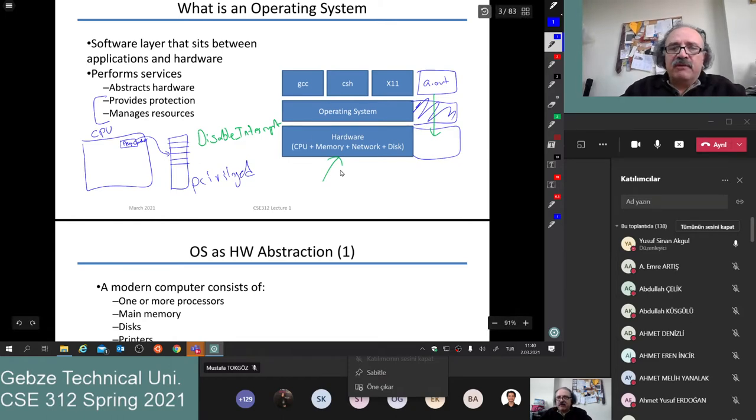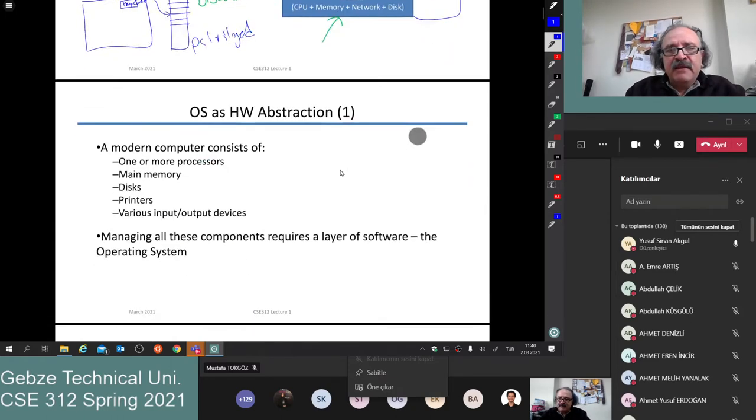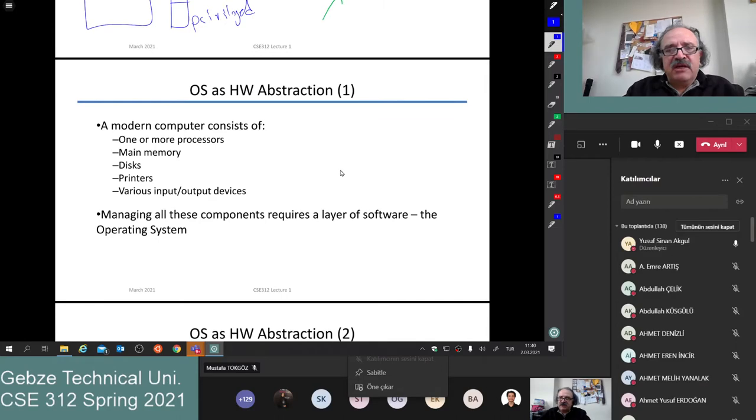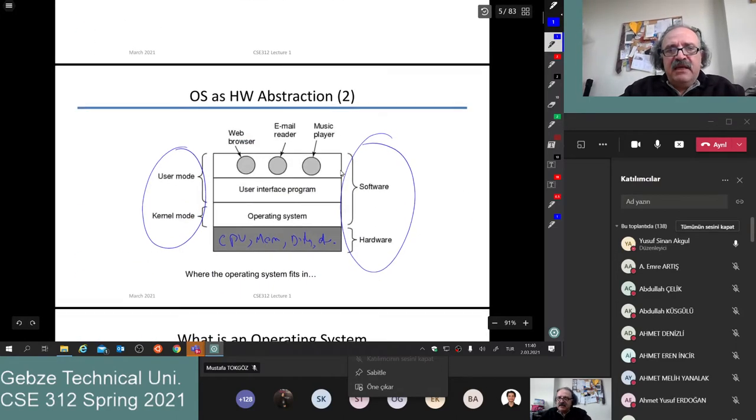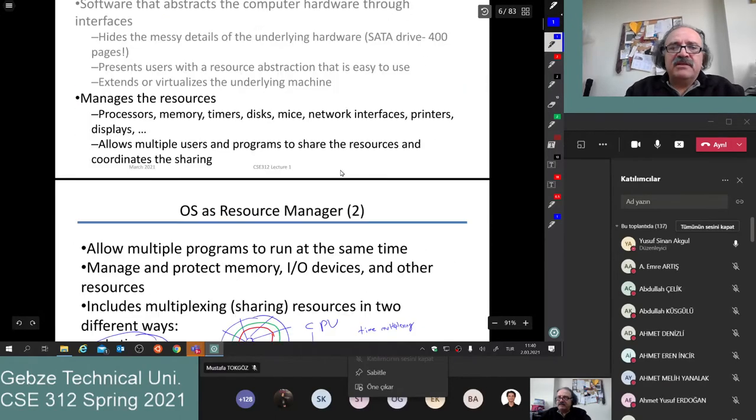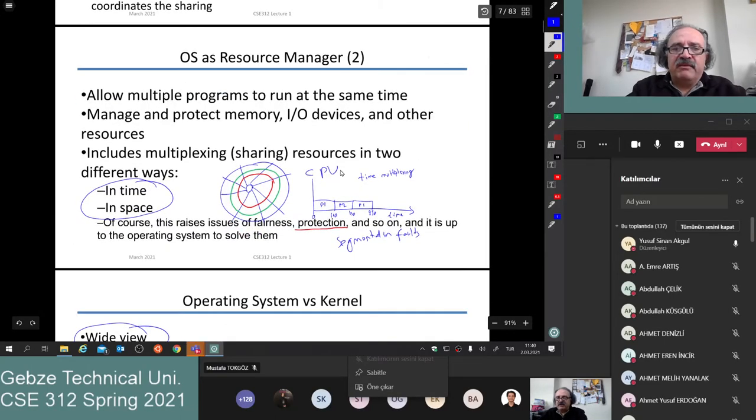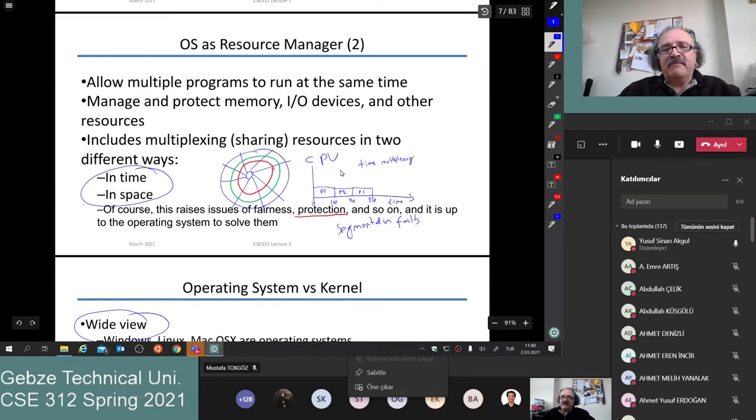We talked about this picture yesterday, and we talked about abstraction. How does the operating system abstract away the hardware details? Then we talked about resource management, and we talked about these two types of multiplexing, in space and in time. The CPU is multiplexed in time.